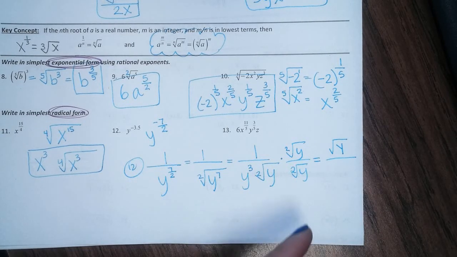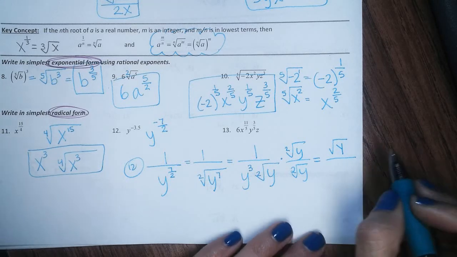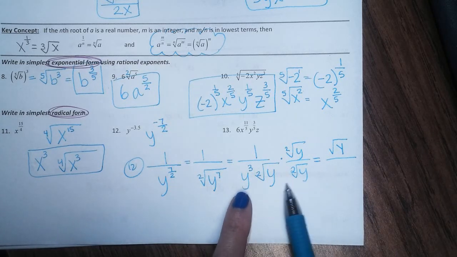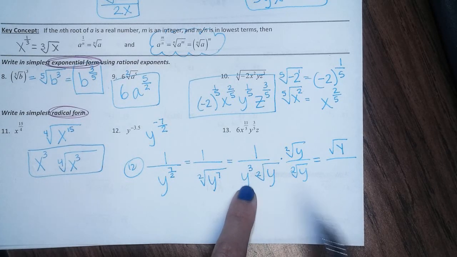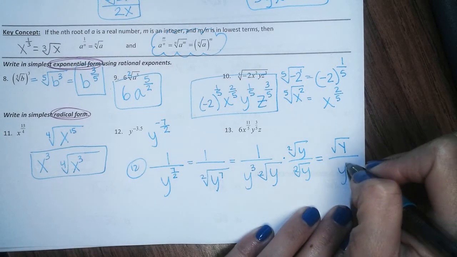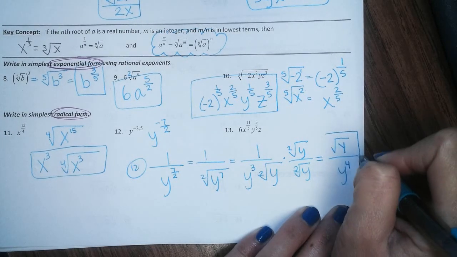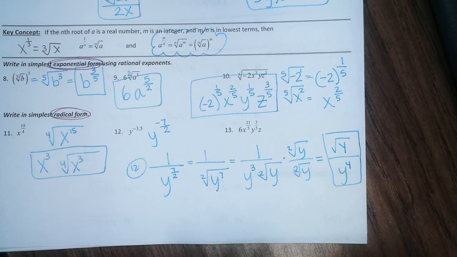So number 12, final answer, is going to be the square root of y. If it's a square root, you don't have to keep writing that 2. You can just write it as the square root of y. Over on the denominator, the square roots would just go away and you'll have y, but then you already have a y cubed. So it's actually going to become y to the 4th. So that's my final answer for number 12. We'll pause for a question.